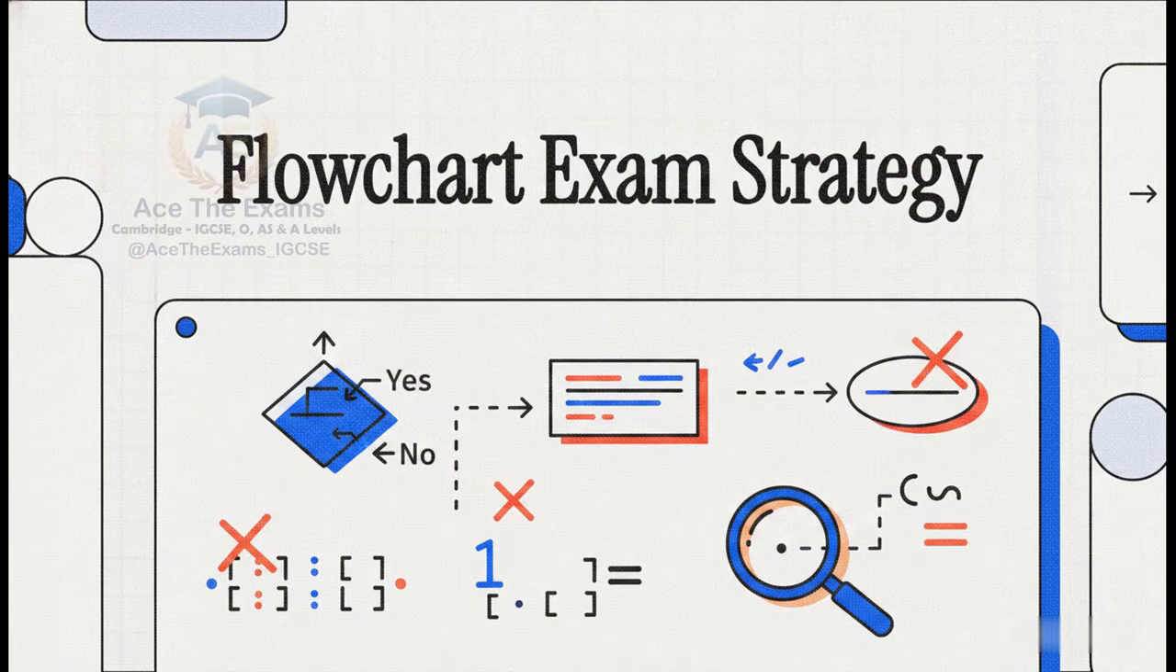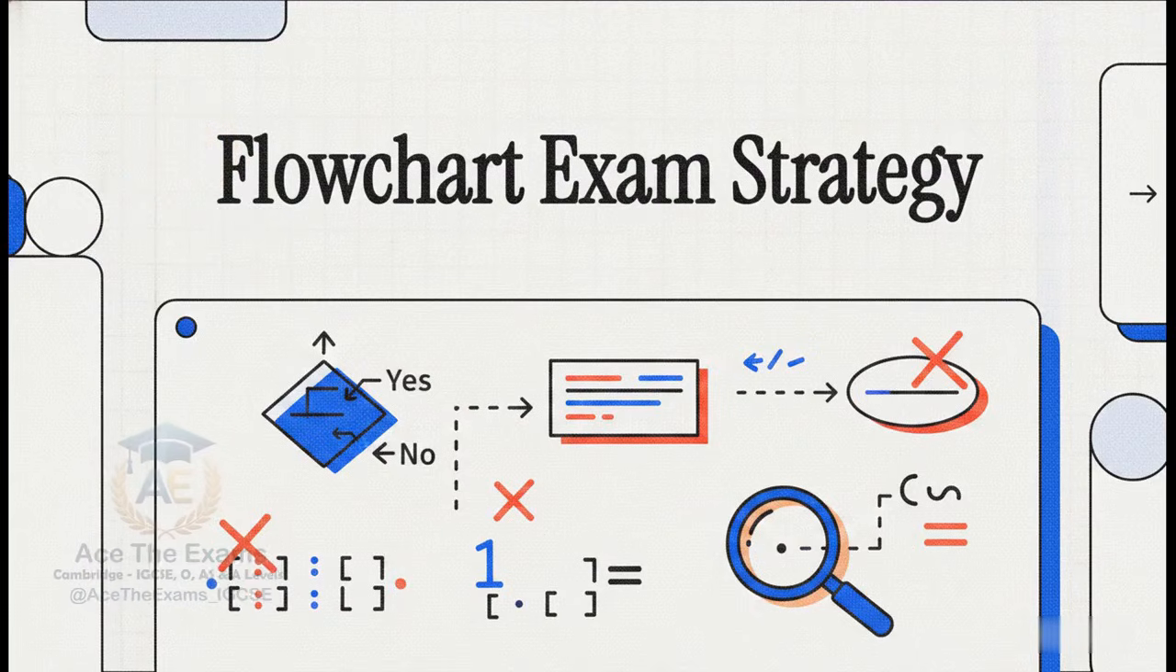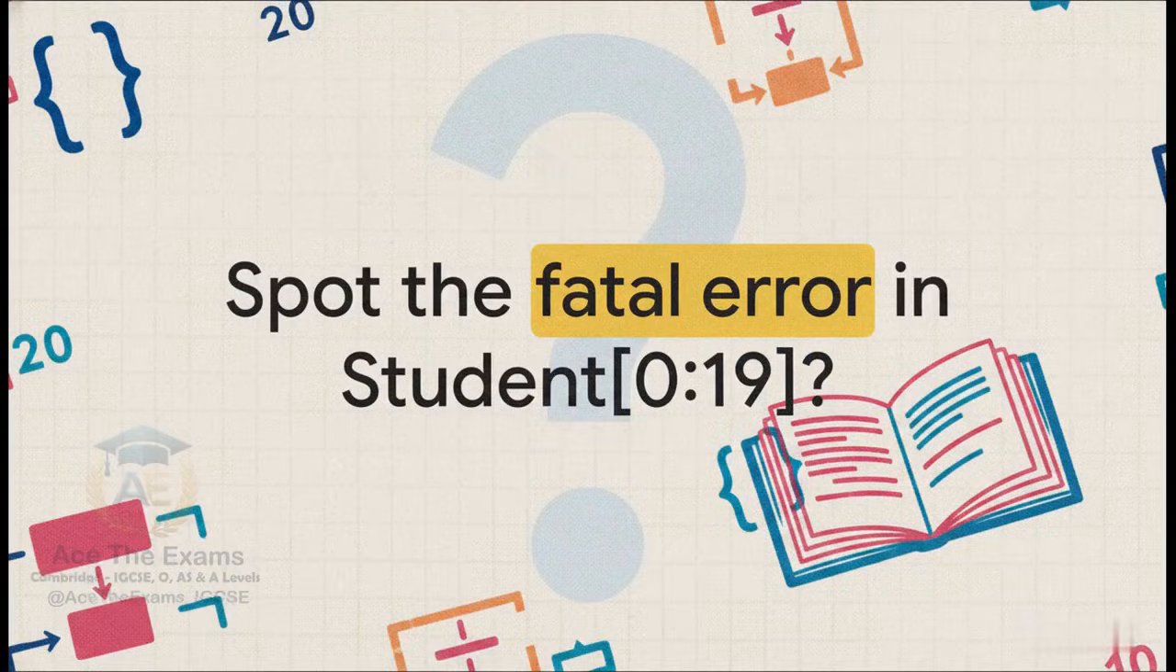But what if I told you that a single, tiny, misplaced line or an off-by-one loop could literally cost you all those easy marks? Well, welcome to this explainer. Today, we're diving into the exact step-by-step strategy you need to absolutely secure top marks on your flowchart and algorithm questions. We're going to completely eliminate those tiny, invisible errors that examiners are actively hunting for. Okay, let's dive into this.